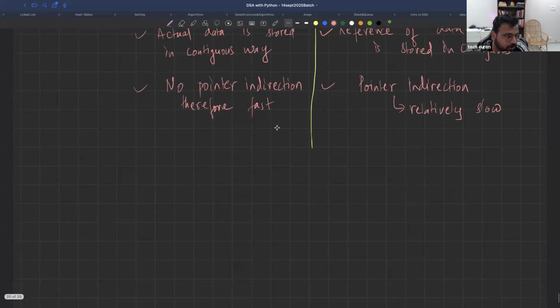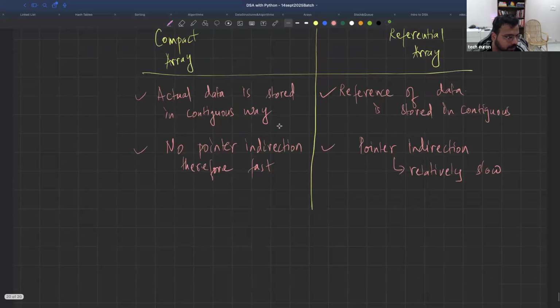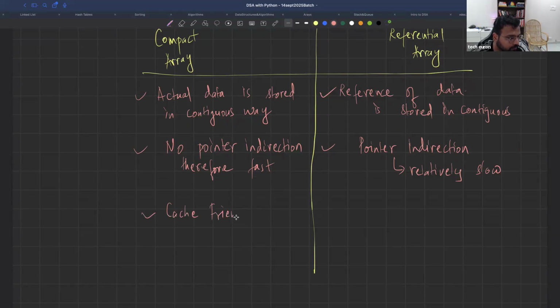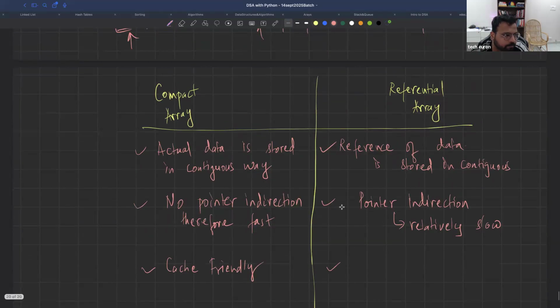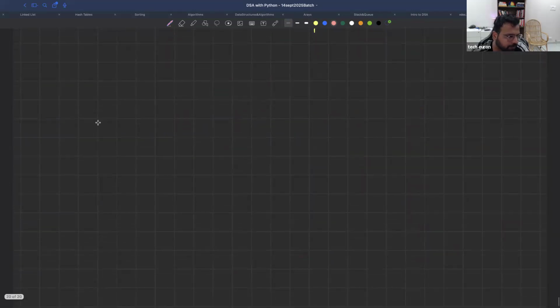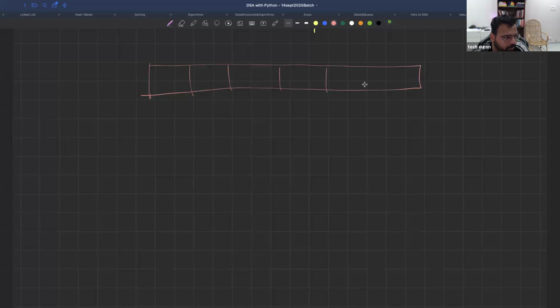So here there is one more thing. Yesterday somebody was talking about cache. Here, this is cache friendly. What is cache friendly? Cache friendly basically means that if you are dealing with some memory location, suppose this is 10, 20, 40, 60, 80, 90.